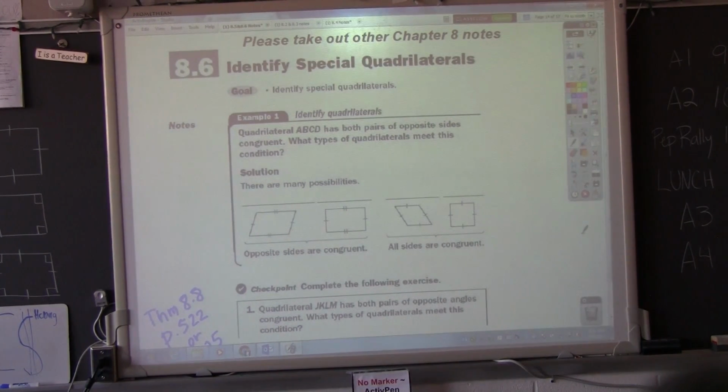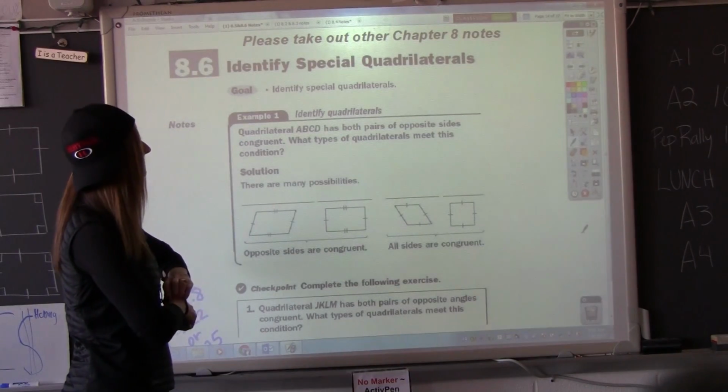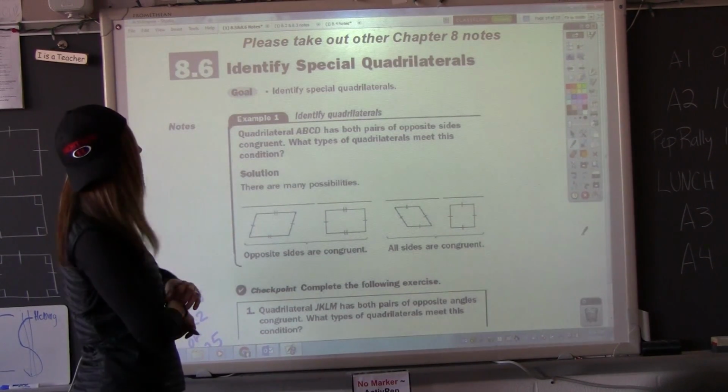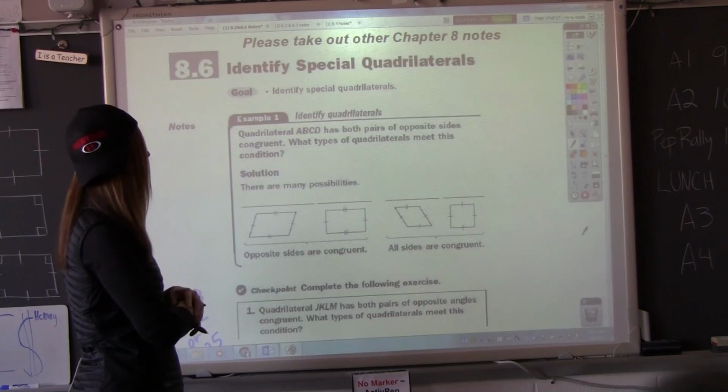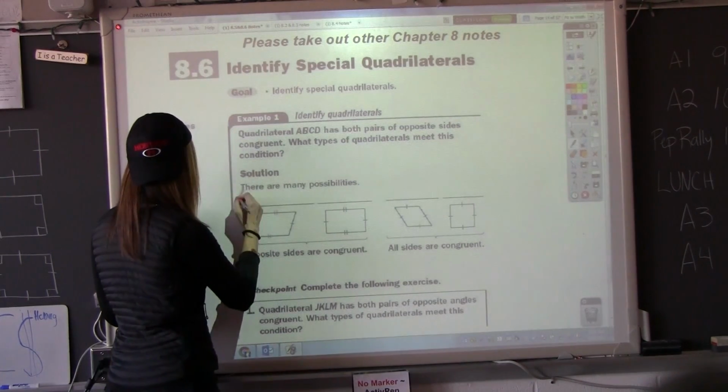Okay, so quadrilateral ABCD has both pairs of opposite sides congruent. What types of quadrilaterals meet this condition? All right, so we've got a parallelogram.